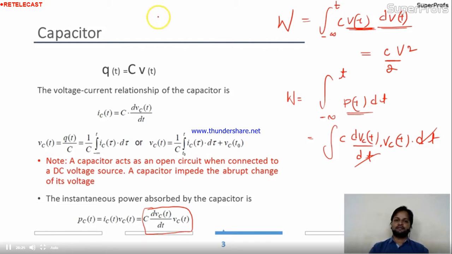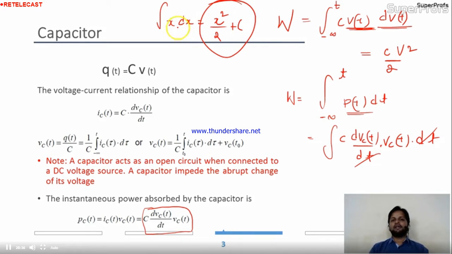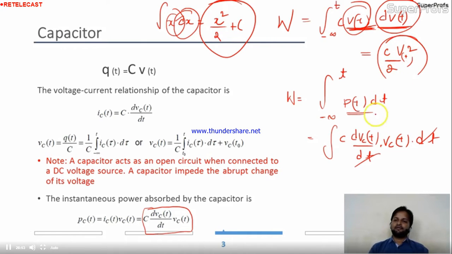like this. As you people know, the integral of x dx is nothing but x to the power 1 plus 1, that is x square by 2 plus c. This is nothing but integration of x. Here similarly, instead of x we have V(t), instead of dx we have dV(t). We have to integrate V(t) with respect to V(t) only. So that's why your equation is C V square by 2. So half CV square. This is nothing but the energy stored in the capacitor.